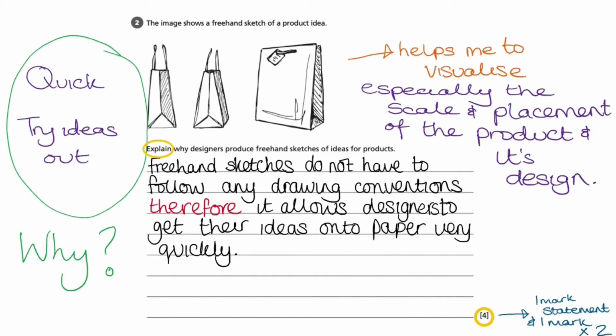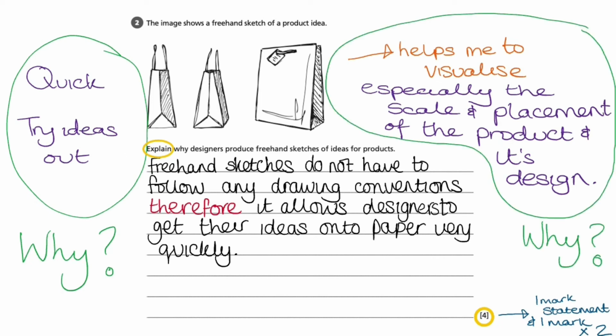We know that unlike other drawing styles such as 2-point perspective, 3-point perspective and isometric drawing, freehand sketches do not have to follow any drawing conventions such as the vanishing point. Therefore, this allows designers to get their ideas onto paper very, very quickly. With our first statement and reason completed, that is our first 2 marks achieved.